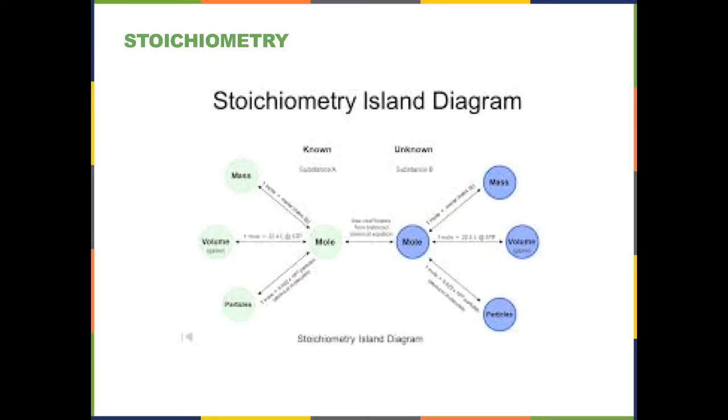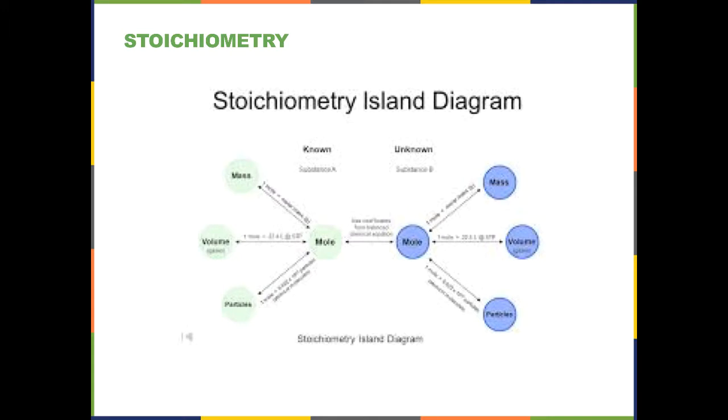Today we're going to talk about a very complicated word, stoichiometry. Stoichiometry, as you'll see in a minute, is going from a known amount of either reactant or product in a chemical reaction to an unknown amount, and how to do that.